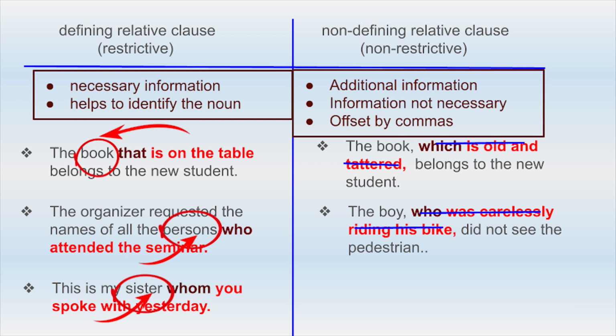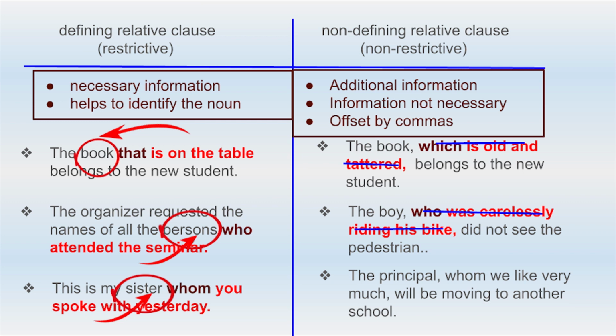And our last example of non-defining relative clauses: The principal, whom we like very much, will be moving to another school. The relative pronoun is "whom," and the non-defining clause is "whom we like very much." It is offset by commas and could be deleted without affecting the sentence.